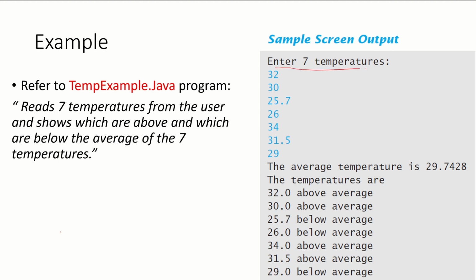For example, we say enter 7 temperatures, we have to read values, save them in an array, and then calculate the average. Then we go through each number and say whether it is above or below. So for example, we say 32 is above the average, 30 is above also. The third number, 25.7, is below the average, and similarly till the end of the array.